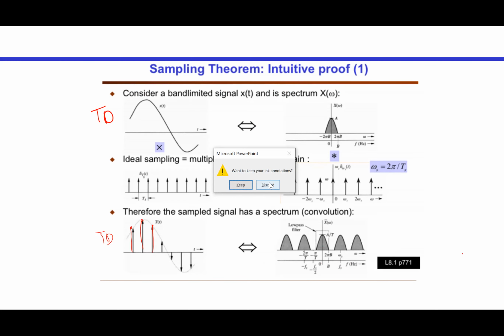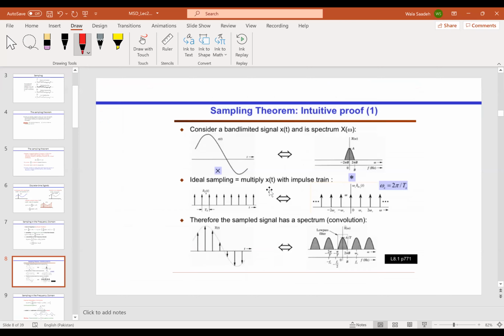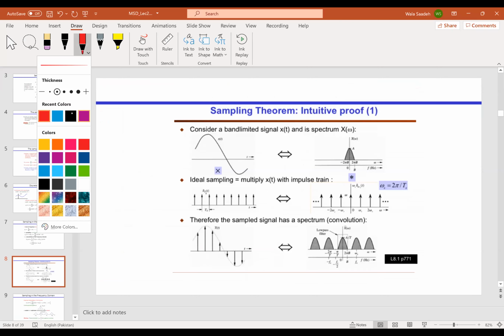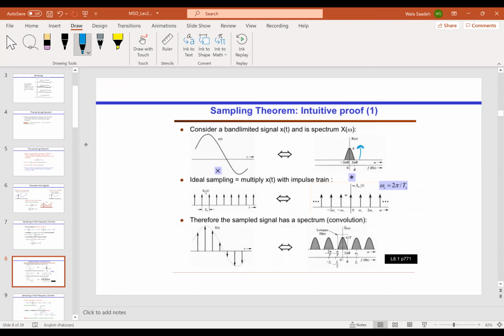I just want to select a different color. Imagine that I have another signal that is here, above the bandwidth of my signal. And this signal is not part of my desired signal. It's just any noise or interference or anything. Now, when I'm going to do sampling, what's going to happen?